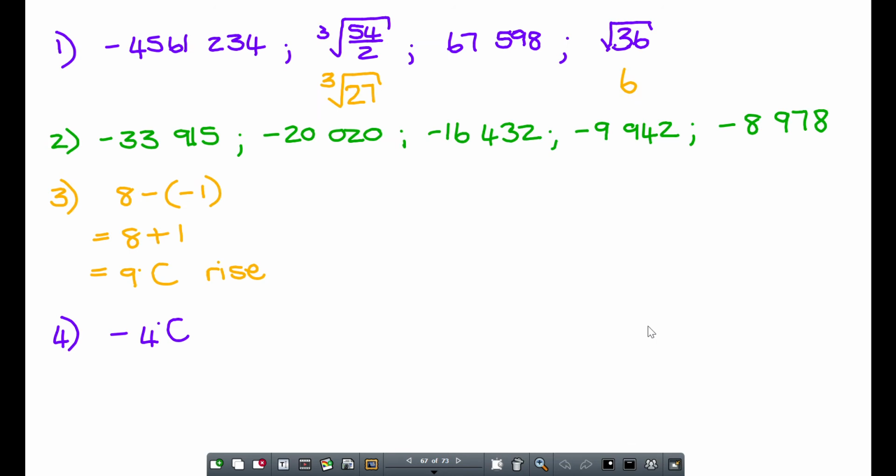Okay. Number 1. Number 1 says, write down the numbers that are integers from the following list of numbers. Now, integers, people, are basically whole numbers. So we have all our positive numbers, all our negative numbers, as well as 0. Okay? Now, at number 1, you will see that I also include that cube root of 54 over 2. Why? Because if I simplify that, it gives me cube root of 27. And cube root of 27 is actually 3. And that is a whole number.